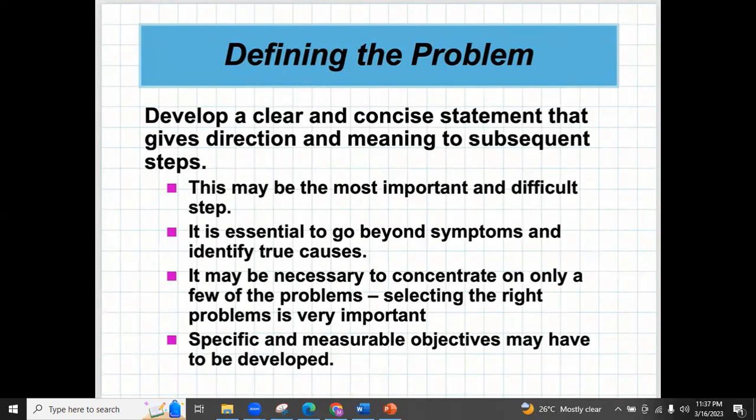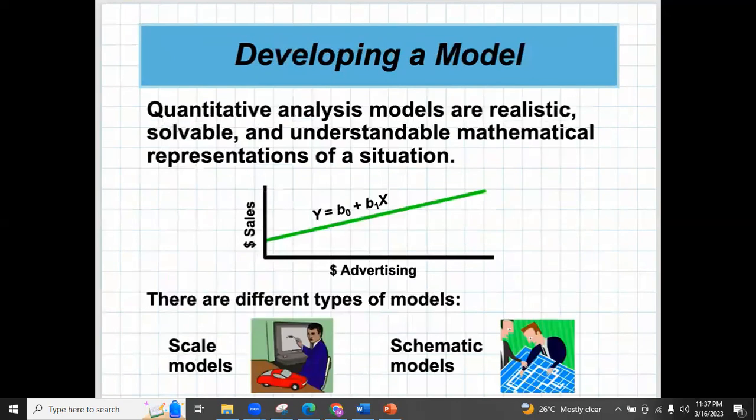So it's essential to go beyond symptoms and identify true causes. It may be necessary to concentrate only on a few of the problems or a core problem, and specific measurable objectives may have to be developed. Developing the measures is really tough sometimes.